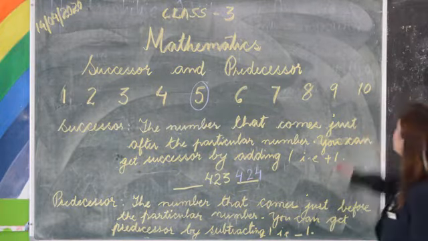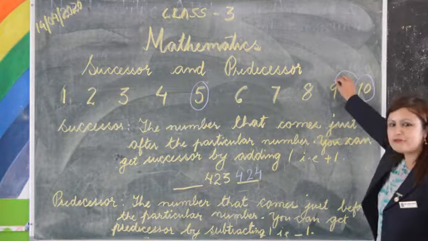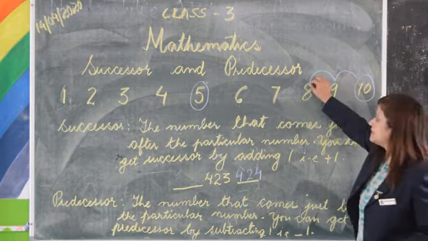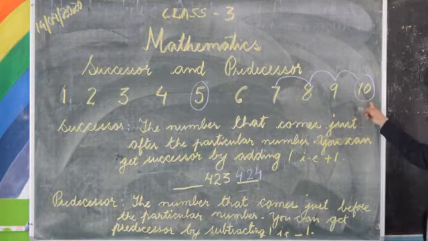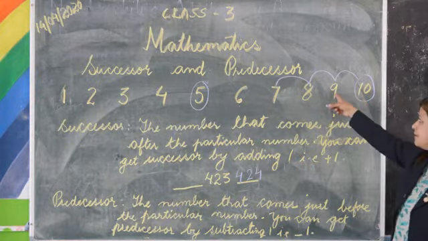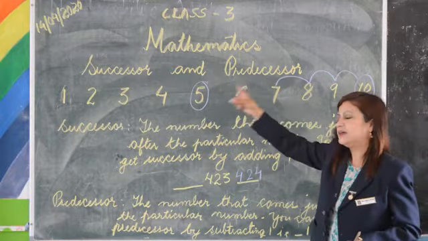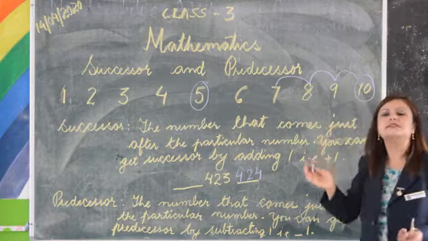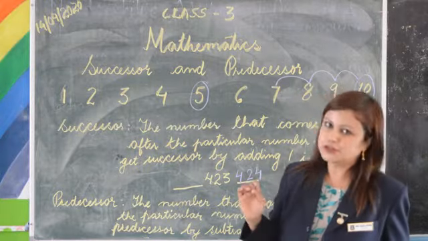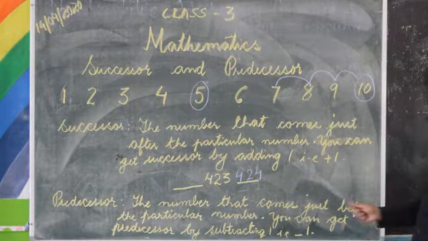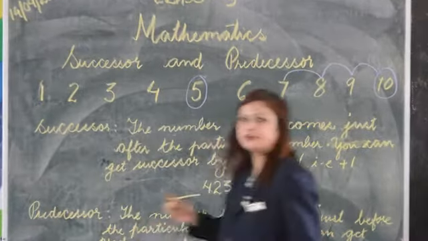Let us take this number 10. So what comes before 10? 9. Before 9? 8. Before 8? 7. So likewise it goes on. Understood, children? That is the predecessor. Predecessor is the number that comes immediately before the given number. Understood? Now, see here. Let us take the same 423. Children, see here carefully.